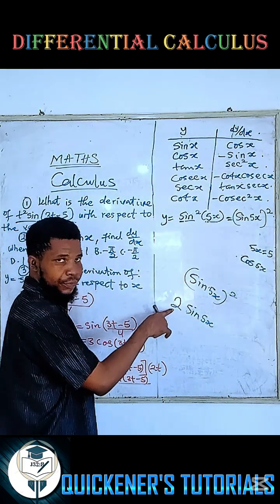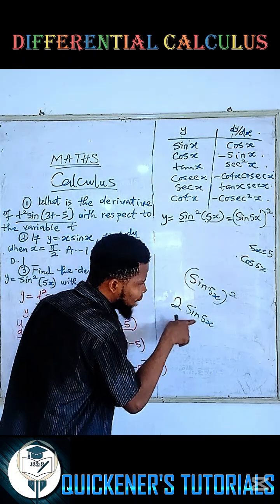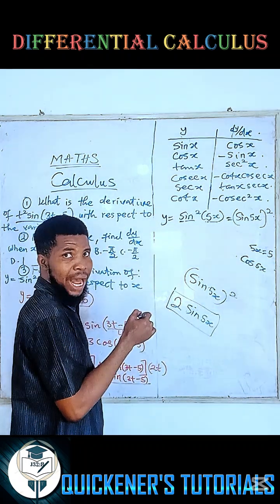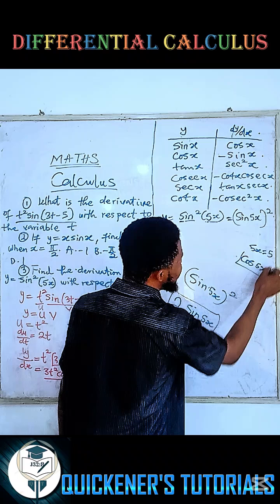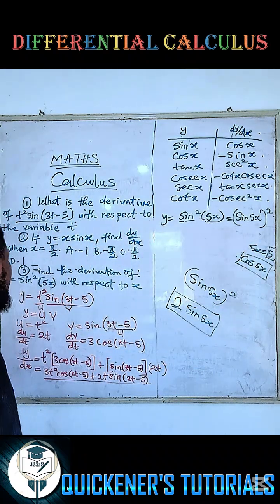So now, this is the answer. If you differentiate the power, this is the answer: 2 sine 5s. So you multiply this with this and with 5. Then you get your answer. Okay?